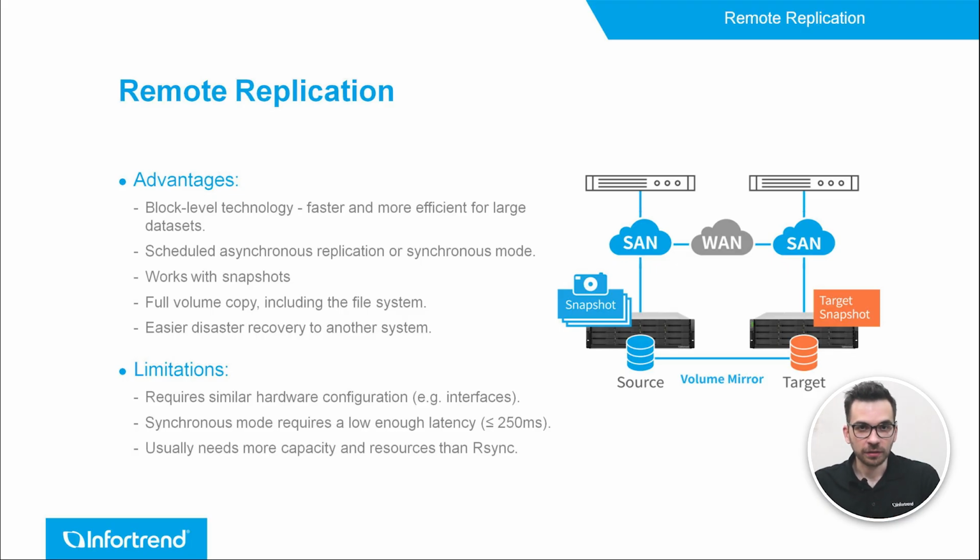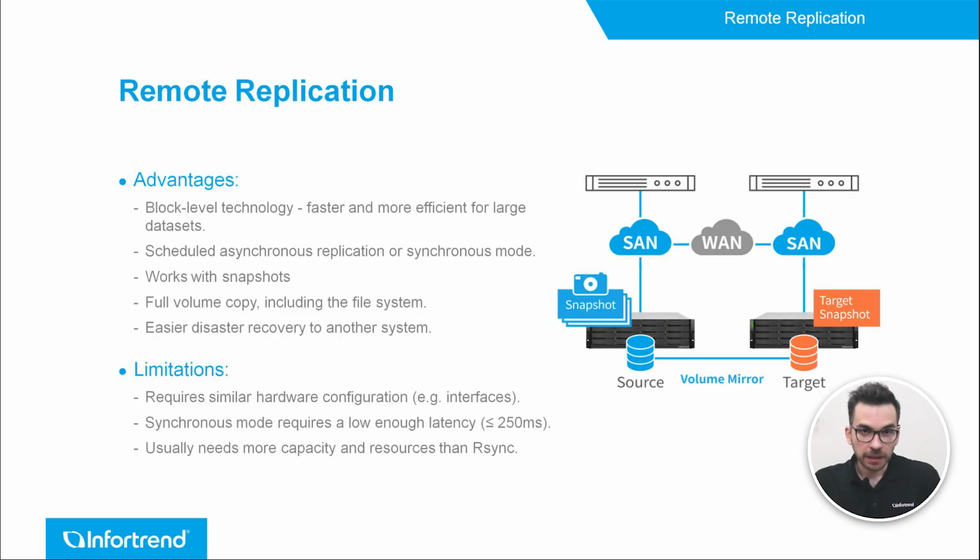Now, remote replication has several advantages to it. First of all, it's a block-level technology. It is faster and more efficient for large data sets. It can be scheduled for regular asynchronous replication or configured in a synchronous mode. It works with snapshots. The target system will be able to automatically create a snapshot each time the replication is done, so multiple recovery points will be available in the case of an emergency. It creates a full volume copy, including the file system. And finally, disaster recovery to another system is much easier.